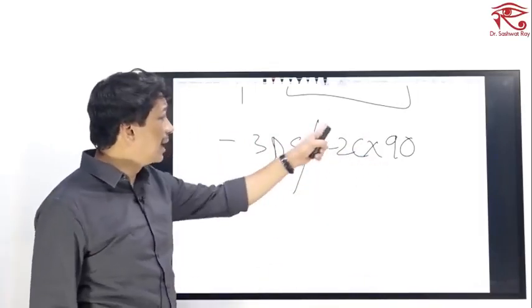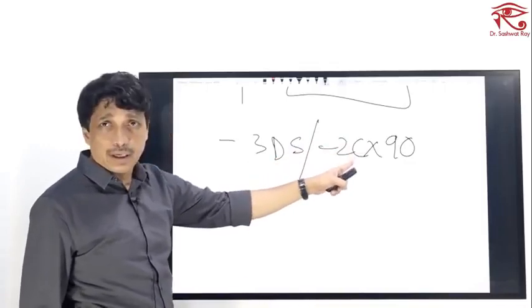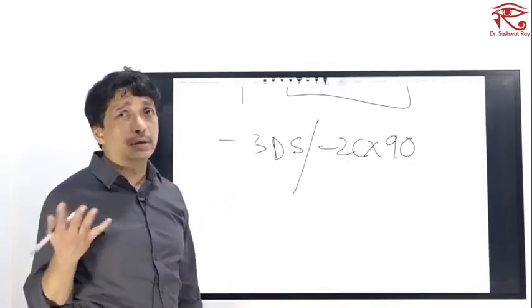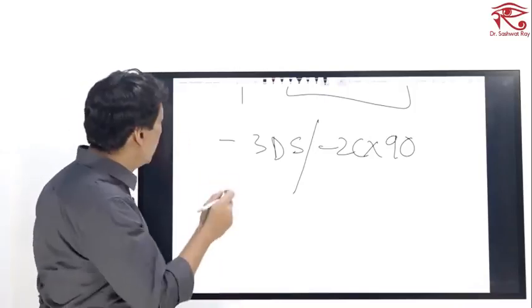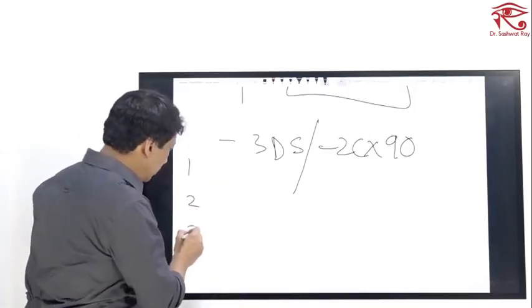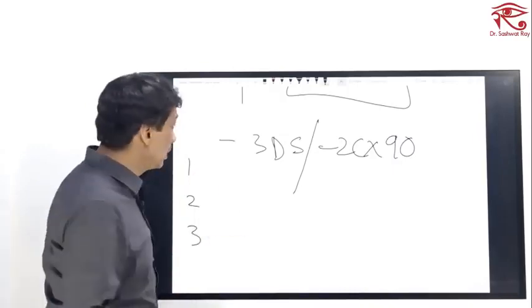Now, this is a minus cylinder form. I can convert this into a plus cylinder form also by transposing them. You remember the rules of transposition? First rule, number one. Let's do this again. See if you can remember the three rules of transposition.